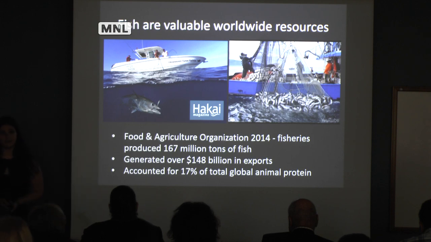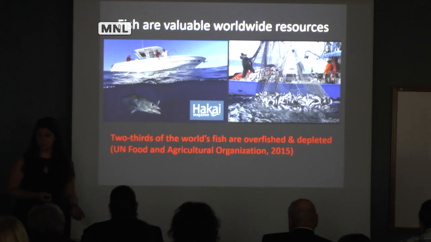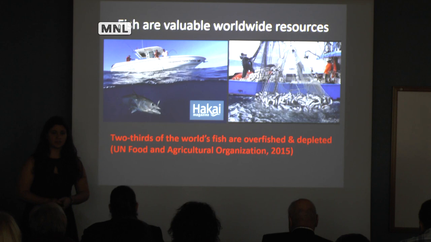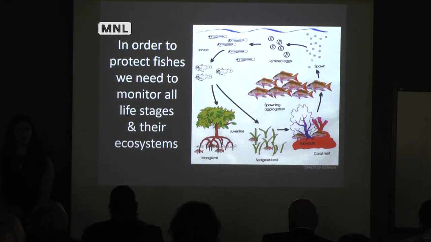But this can't last forever because 2/3 of the world's fish are overfished and depleting, according to the UN in 2015. So how do we protect them? Well, in order to protect fishes, we need to understand all of their different life stages and all of the ecosystems associated with those life stages.